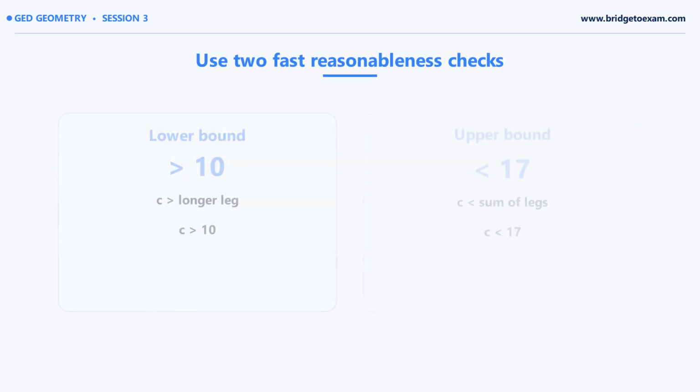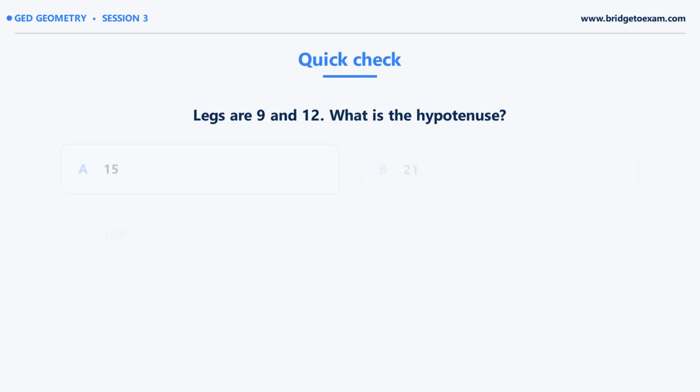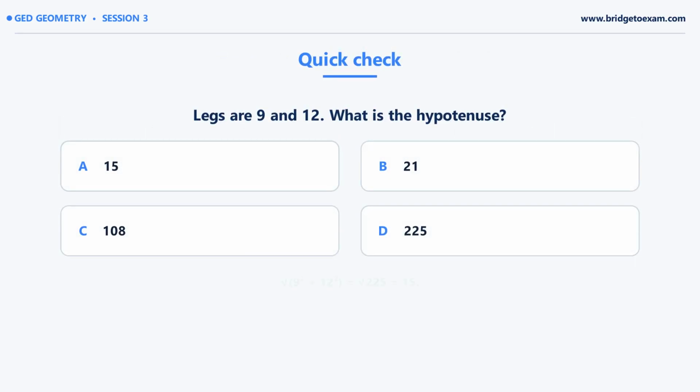A hypotenuse must be longer than either leg, but shorter than the sum of the legs. For legs 7 and 10, it must be greater than 10 and less than 17. The answer 12.2 passes. An answer of 8 or 20 would reveal a setup or calculator error before you submit it.